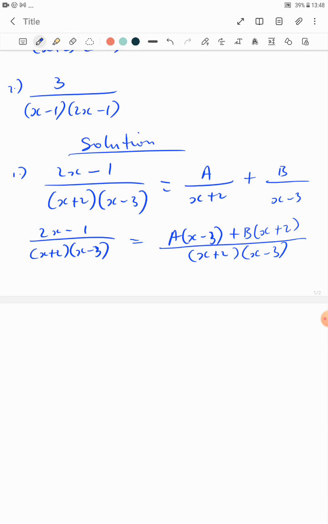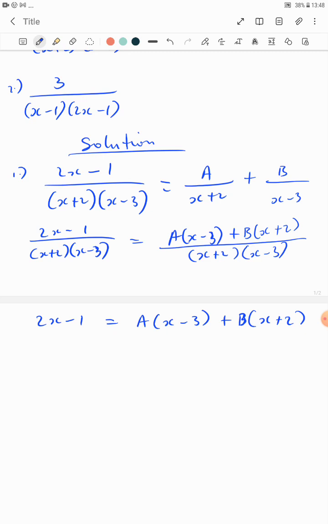Now we can see that our denominator here and denominator here are equal. So for our denominators to be equal, it means that the numerators also must be equal. So we can easily carry our numerator now: 2x minus 1 equals a bracket x minus 3 plus b bracket x plus 2. So we can actually solve using the elimination method.